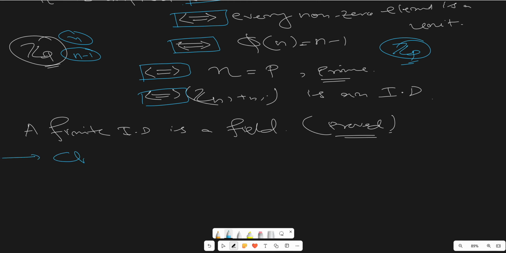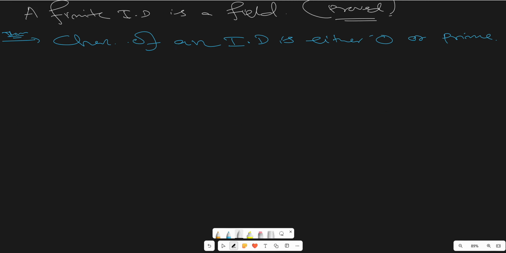The characteristic of an integral domain is either 0 or prime. Okay, this is a theorem or proposition. Proof. I know my handwriting is very bad, but I think you are able to understand, because I am writing and speaking at the same time, so it should be clear. So anyways, the characteristic of an integral domain is either 0 or a prime number.